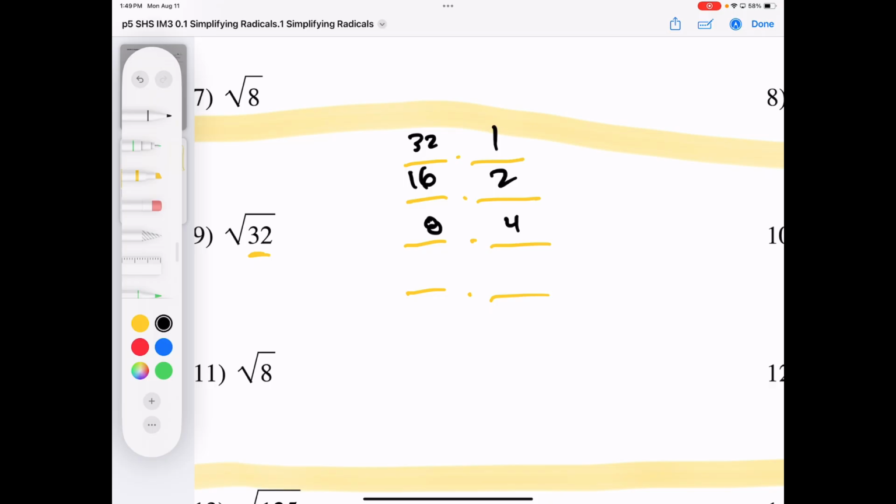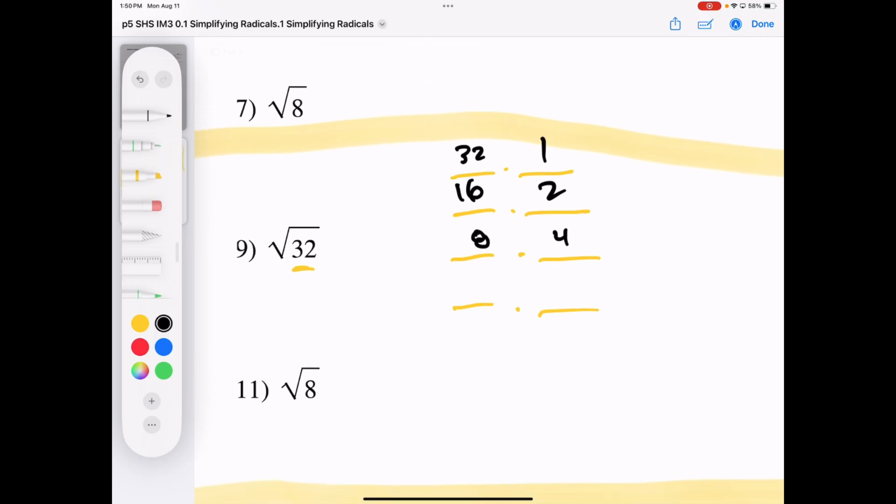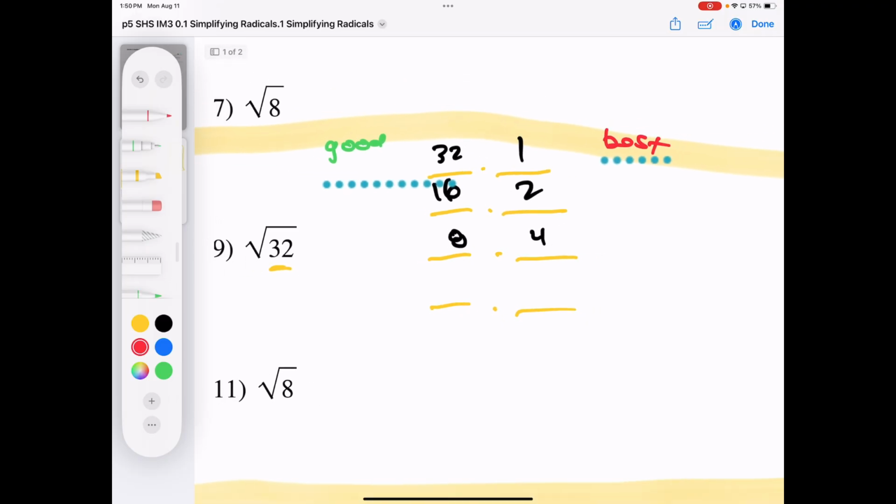Is that right? Okay, so there is one that is good, and there is one that's the best. Talk to your partner. Which pair is good, and which one's the best one? What do you think? Ready, set, go. Ready? 8 times 4. Raise your hand if you saw that. Okay, let me explain why. Ready? 32 is 8 times 4.